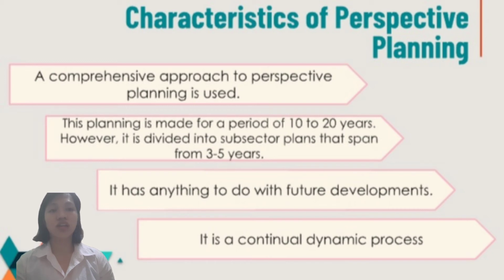For the third characteristic, this gives us the reason why we are planning. We plan because we want improvement, changes that happen in the future to be better than today. Moving on, the fourth characteristic of perspective planning is that it is a continual dynamic process, which means that this planning is never an ending process.